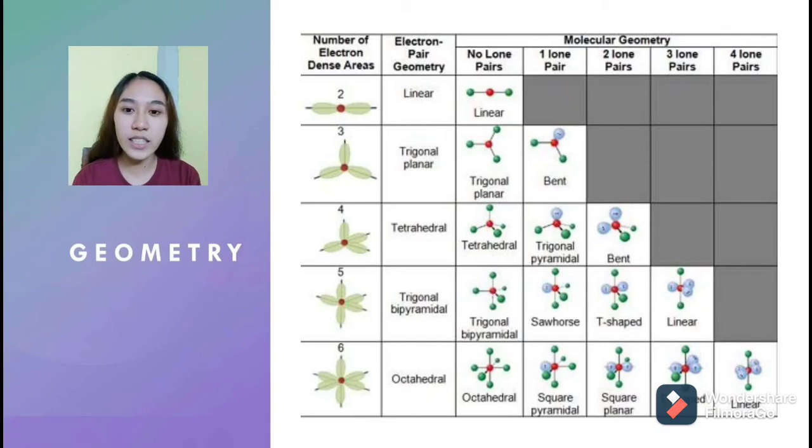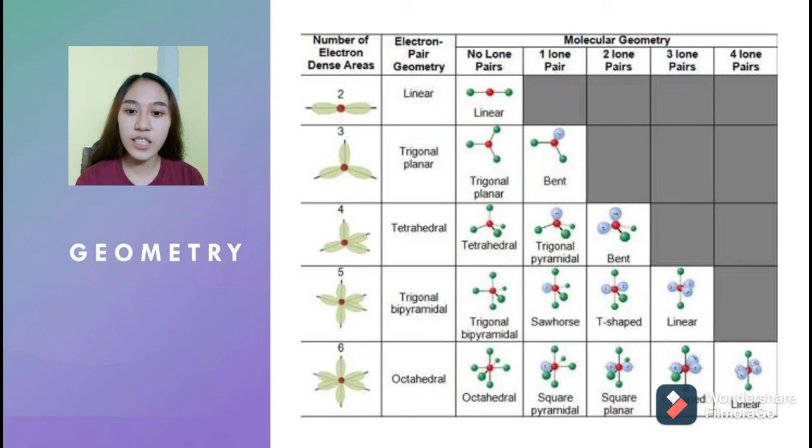The next one is the polyatomic molecule with 4 electron dense areas like we have seen in methane. And this will assume tetrahedral, trigonal pyramidal, or bent geometry. If it does not have a lone pair, it will assume the tetrahedral geometry. If it has 1 lone pair, it will assume the trigonal pyramidal geometry. And if it has 2 lone pairs, it will assume the bent geometry. This tetrahedral geometry will have a bond angle of 109.5 degrees. And if it has lone pairs, it will be less than but nearly 109.5 degrees also.